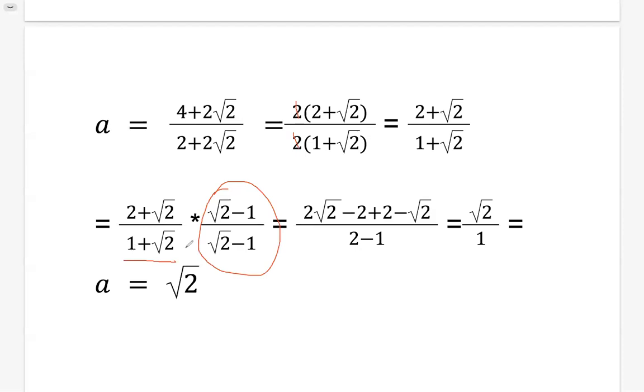Now by difference of 2 squares, the denominator, I get the first one squared, which is square root 2 squared, which is 2, minus 1 squared, which is 1. Or 2 minus 1, that's just 1.